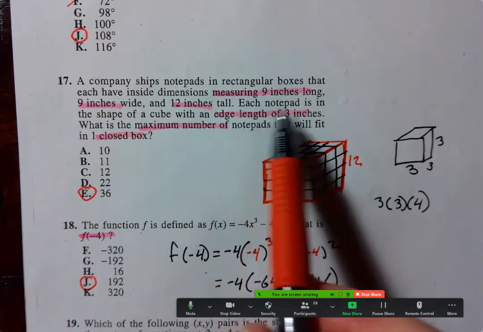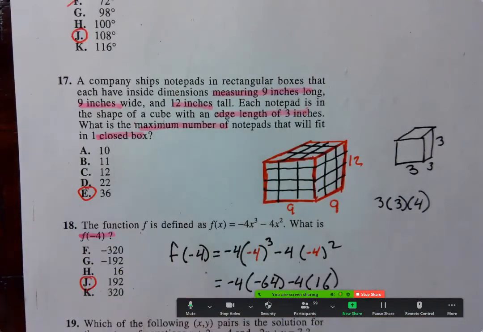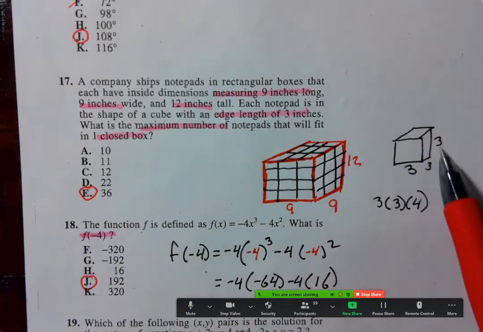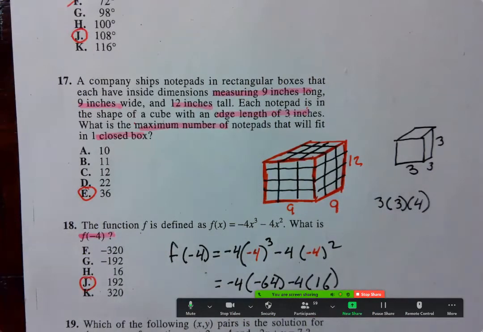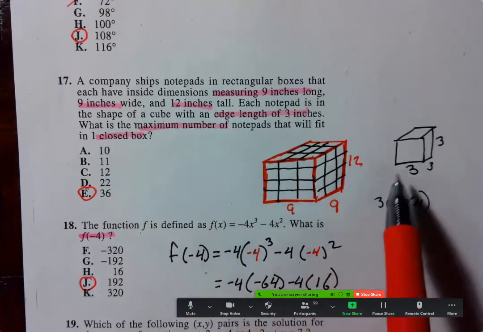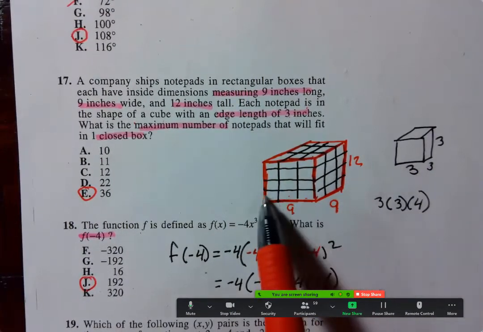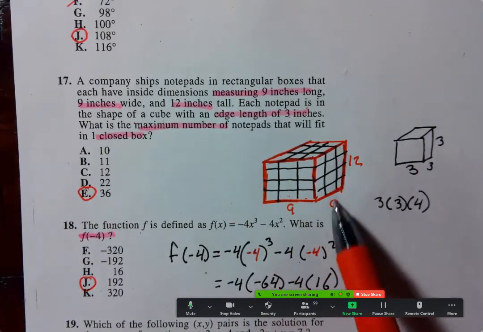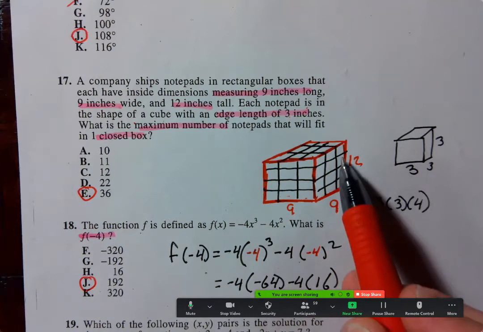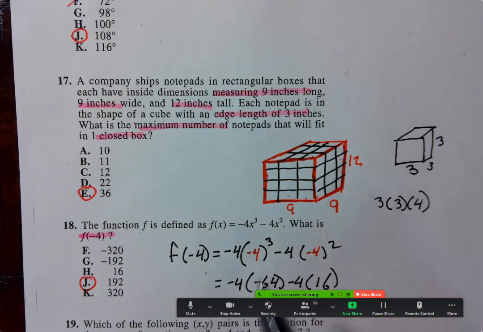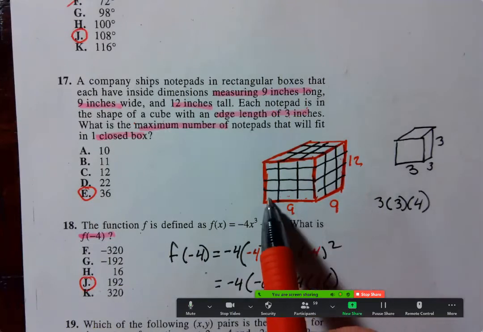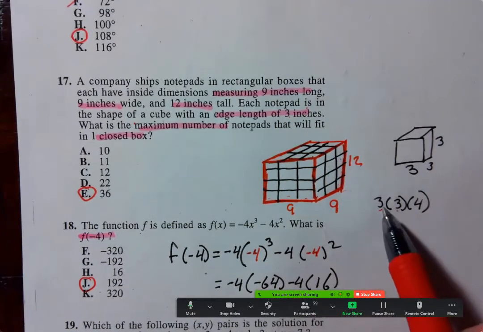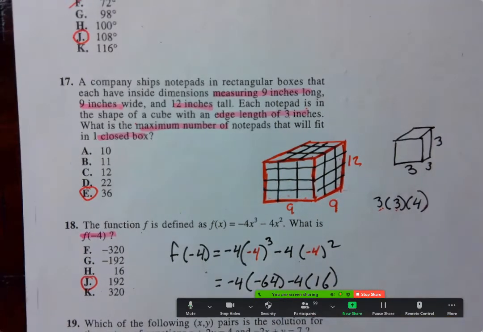Now we're told each notepad is in the shape of a cube, so it must be one of those like Post-it notepads, and the edges are 3. Each side is a 3. So I thought, if it's 9 across and each of those is 3, wouldn't there be 3 notepads across? 3, 6, 9, same thing here. And then going up, 3, 6, 9, 12, there'd be 4 notepads going up. Well, how many notepads are there? 3 across, 3 deep, and 4 tall. 3 times 3 times 4 is 36, letter E.